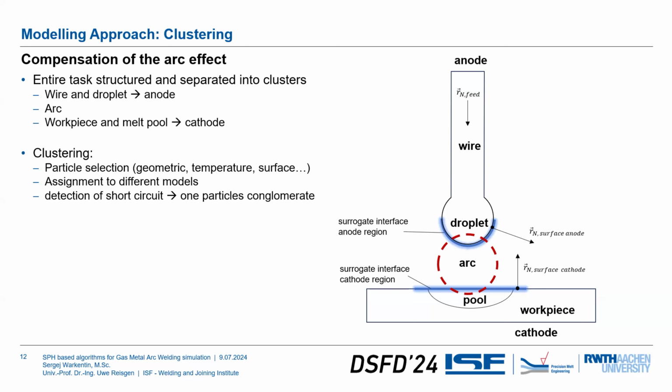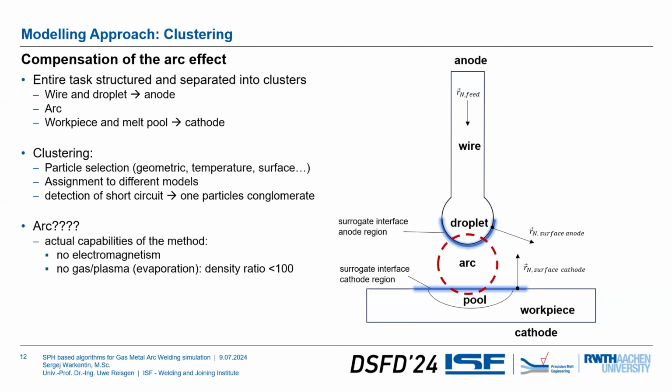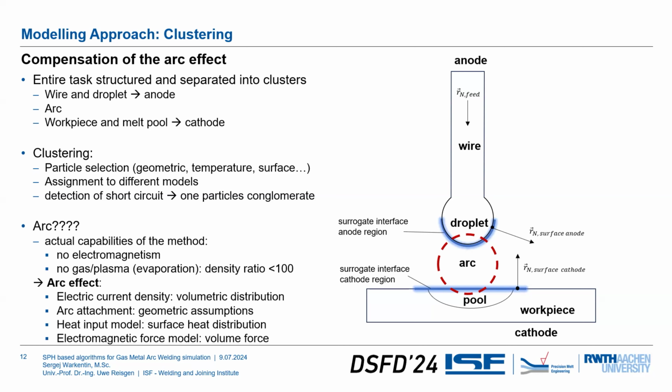We use particle selection on different aspects like geometric or temperature, or for example in surface, like you see here. These are the regions where the arc attachment happens, and in these regions also, like I already said, the high density ratio. We also cannot implement electromagnetism in the actual model status, because we do not have carriers for information between these domains. So here is an empty space, and that's why electromagnetism is not a part of the calculation.